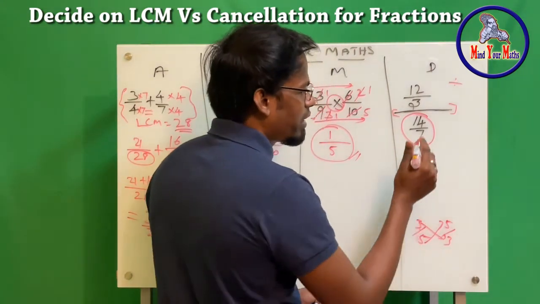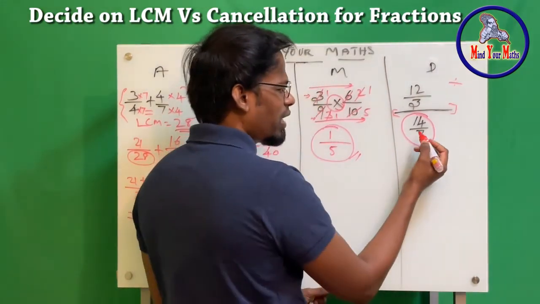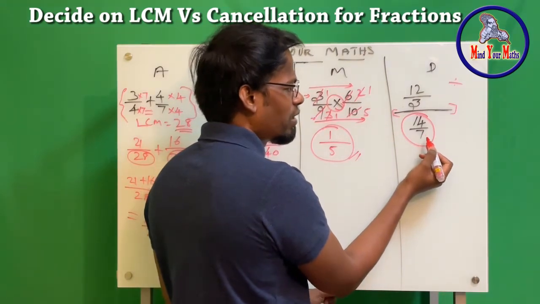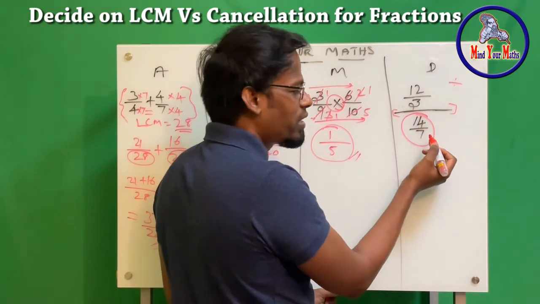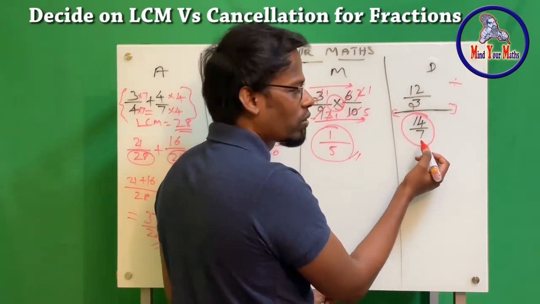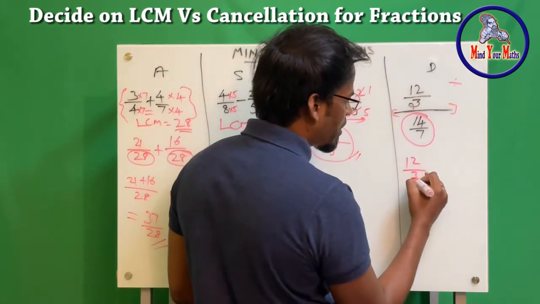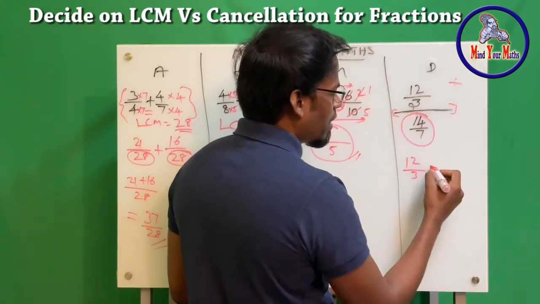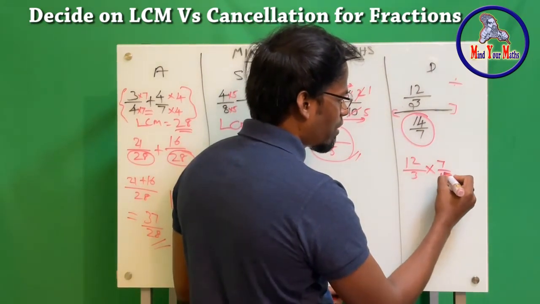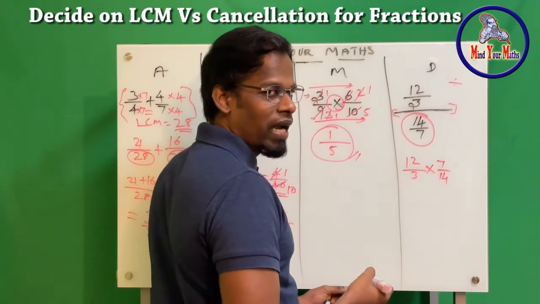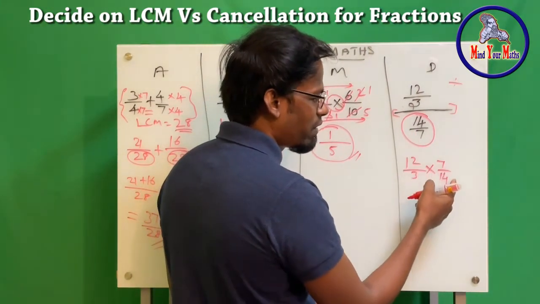Now let's see here. What we do is, instead of dividing using the fraction, you can multiply using the reciprocal value of the fraction at the denominator. Now let's write it. How it will become is that 12 over 3 can be multiplied by 7 over 14. Got it? So the reciprocal value of this one is 7 over 14.